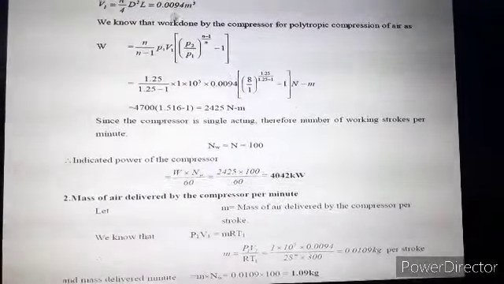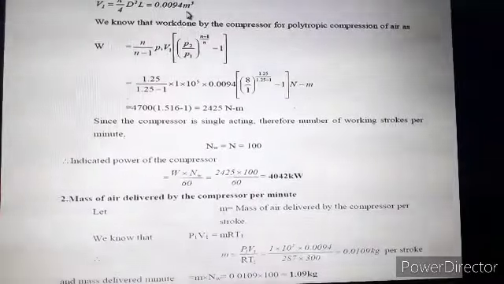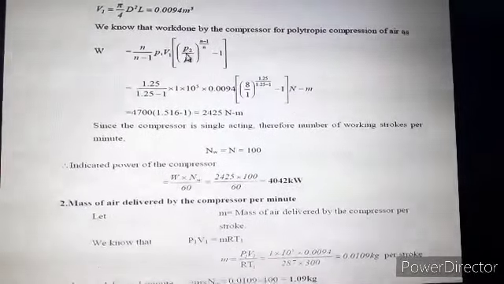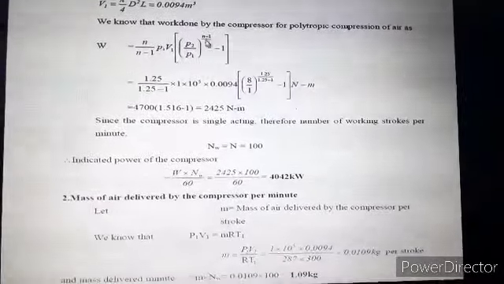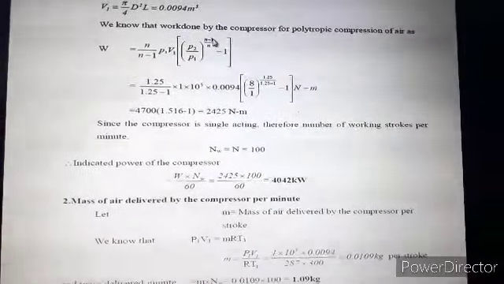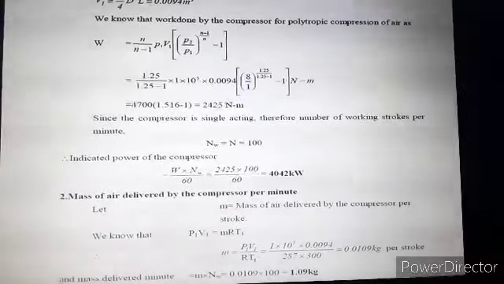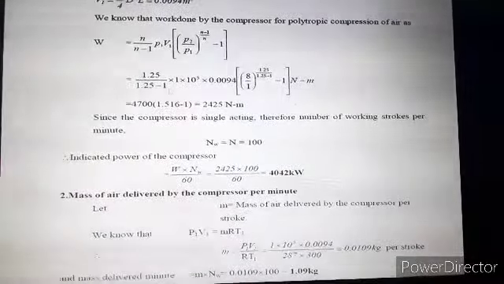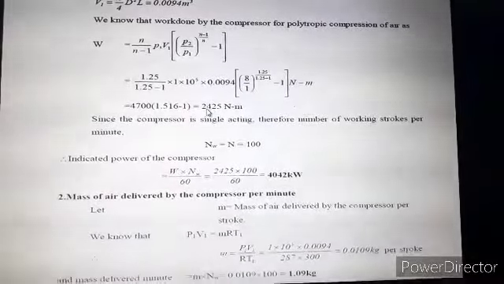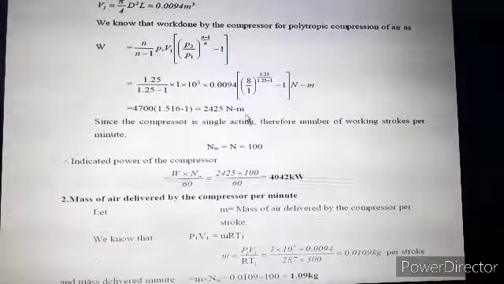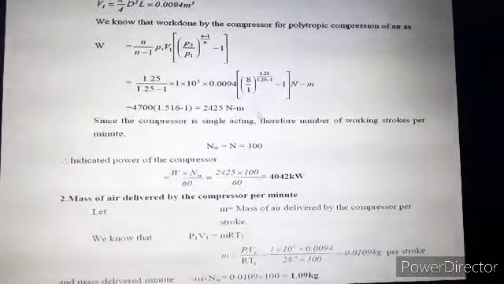Volume V1 just we have calculated, it is 0.0094 meter cube. Again pressure P2 is 8 bar. Then P1 is 1 bar. The polytropic index is again 1.25. Substitute this value in this expression, and when we calculate, then accordingly this indicated work is 2425 Newton meter. Now we have to convert this power in kilowatt.